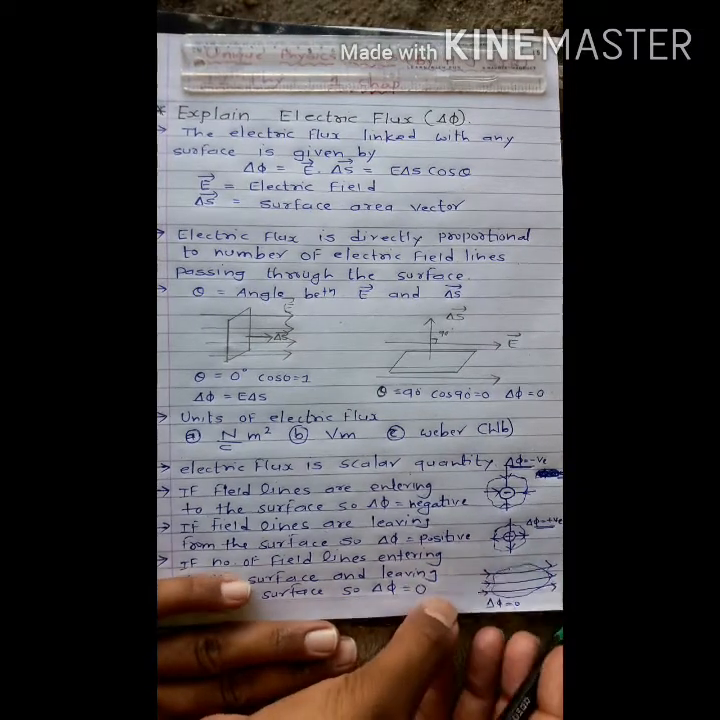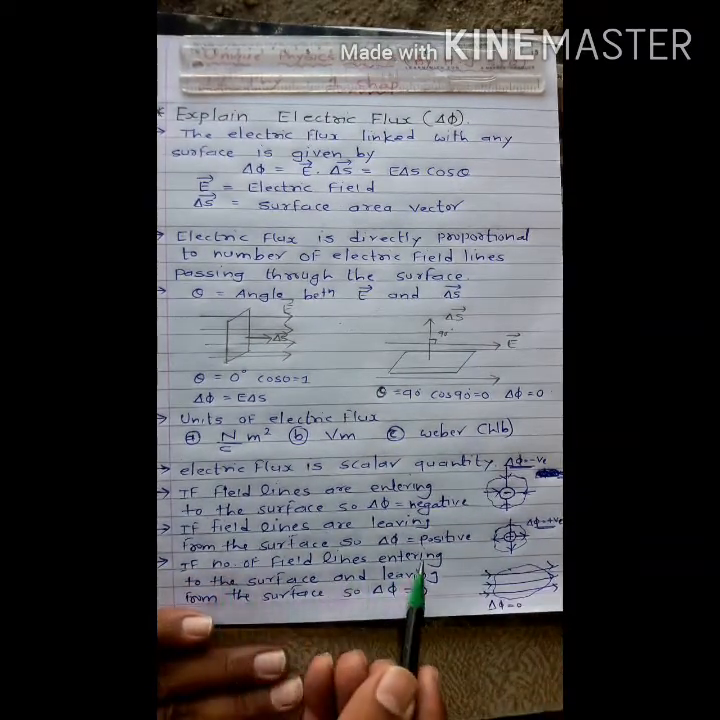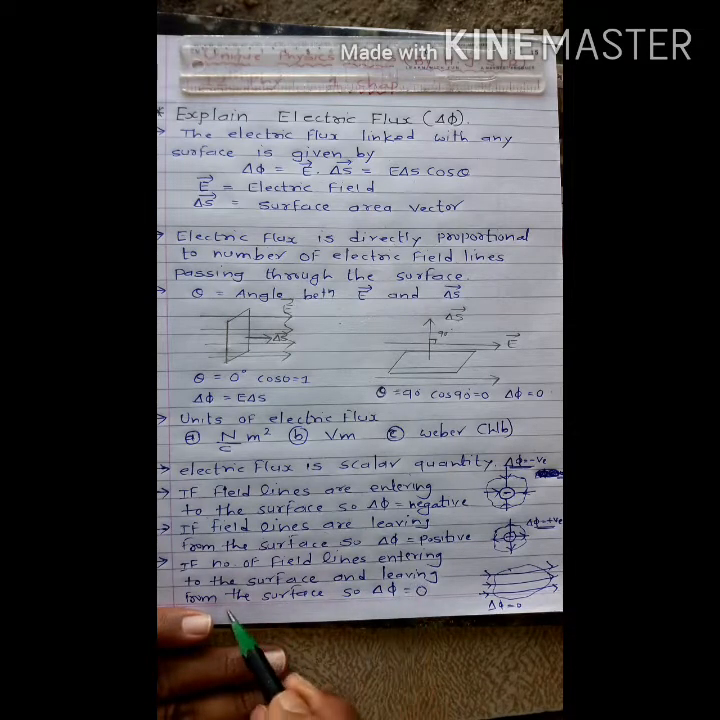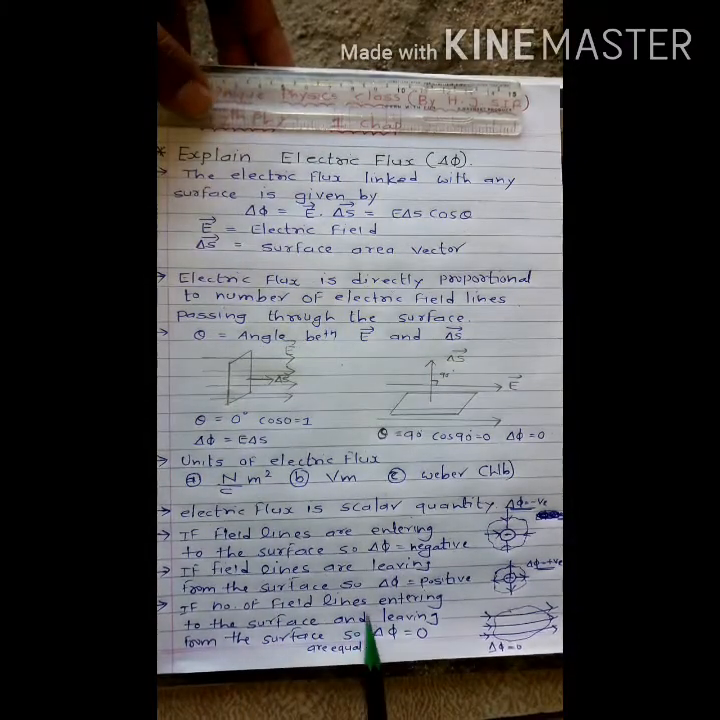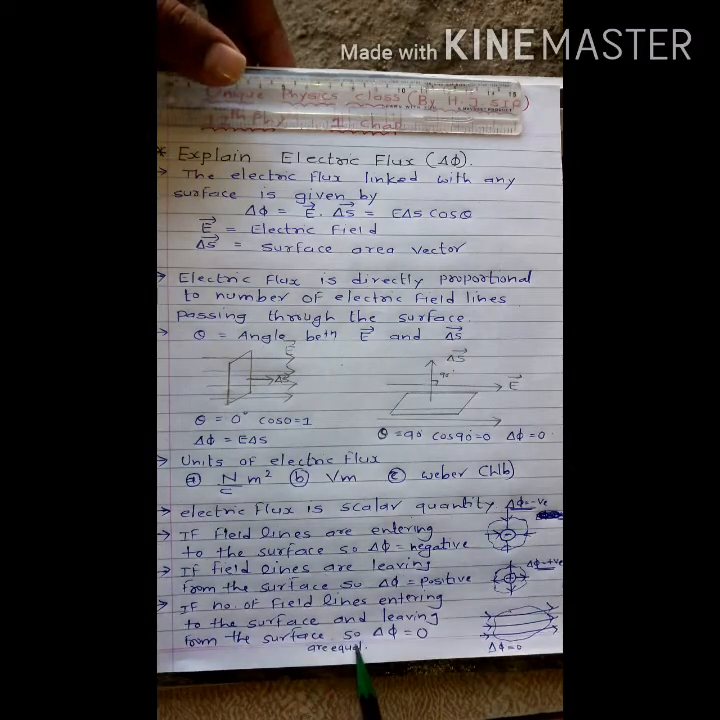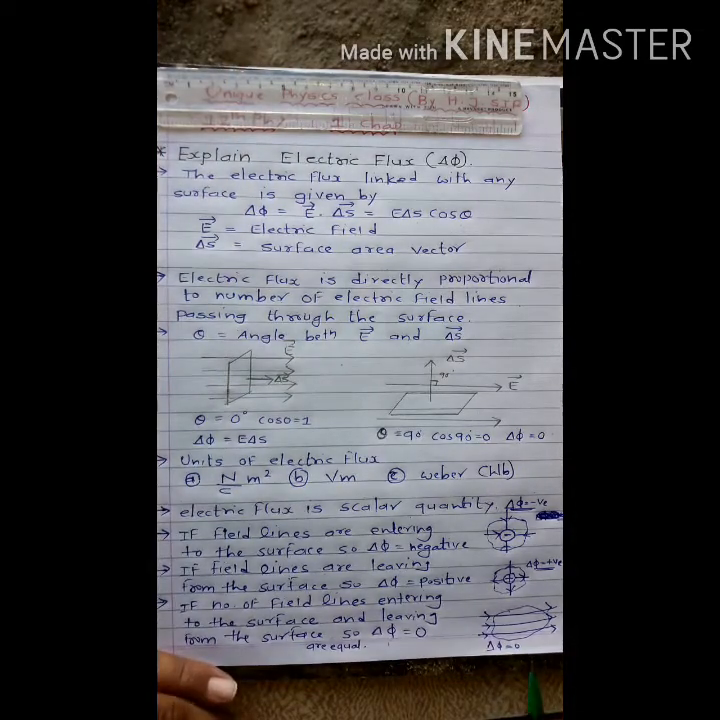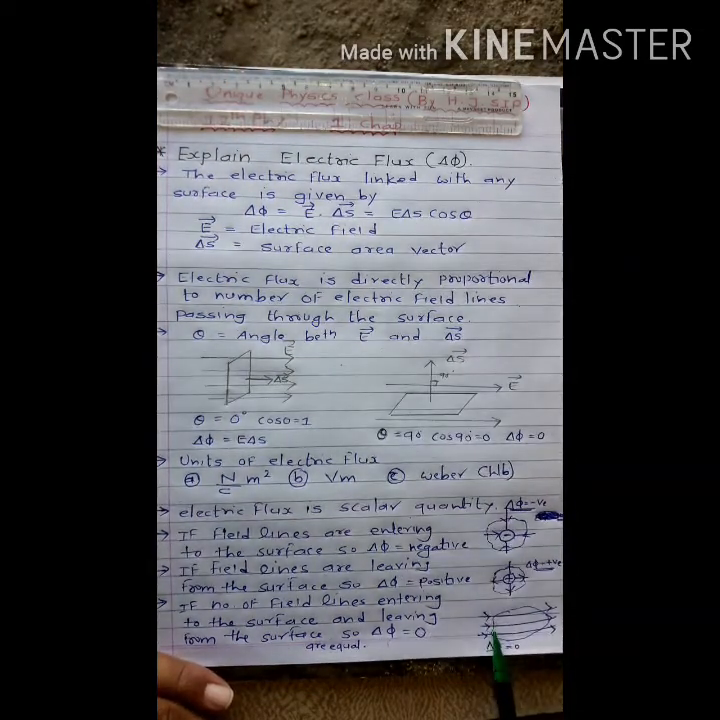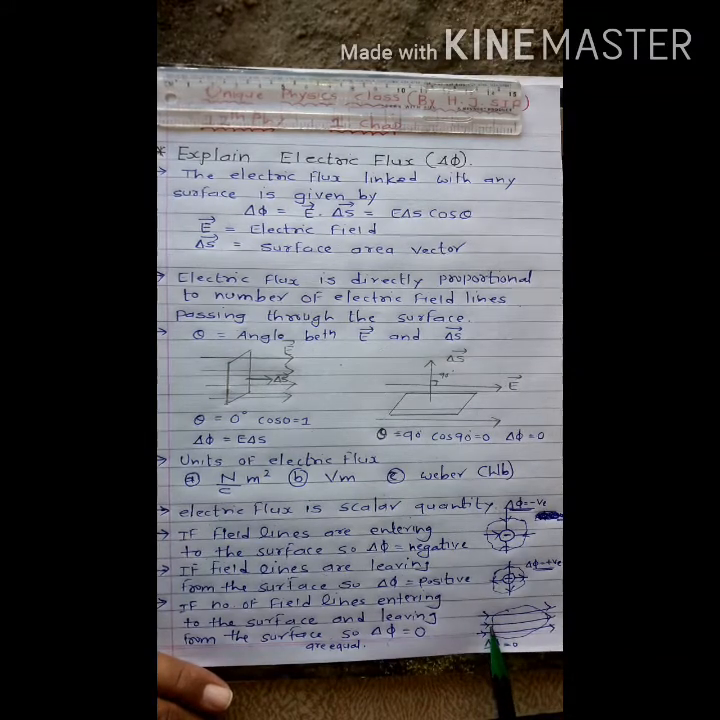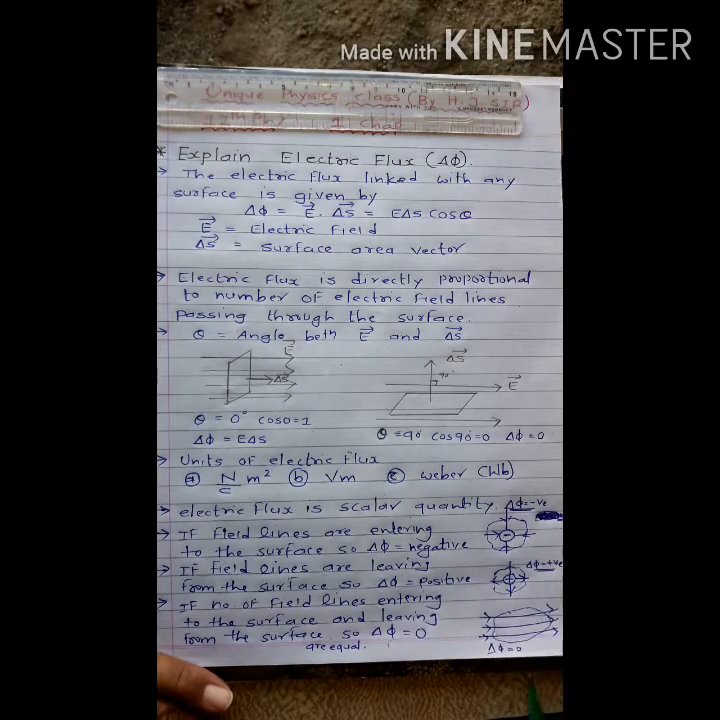And the last situation, if the number of field lines entering the surface and leaving the surface are equal, then delta phi is equal to 0. Now see this figure very carefully. Here we have a closed surface, here we consider three field lines entering the surface, and the same number, three field lines, leaving the surface. So delta phi, the electric flux linked with this surface, is 0.